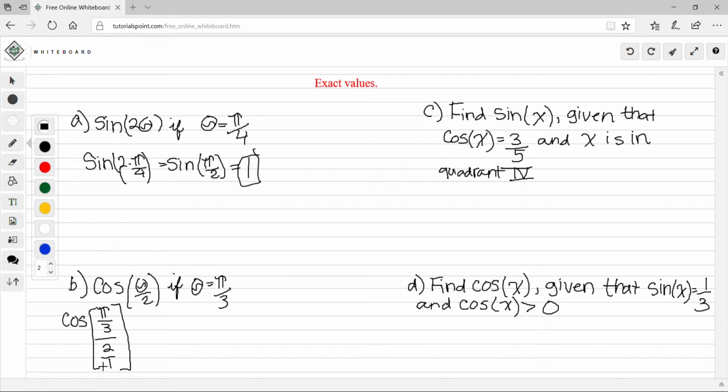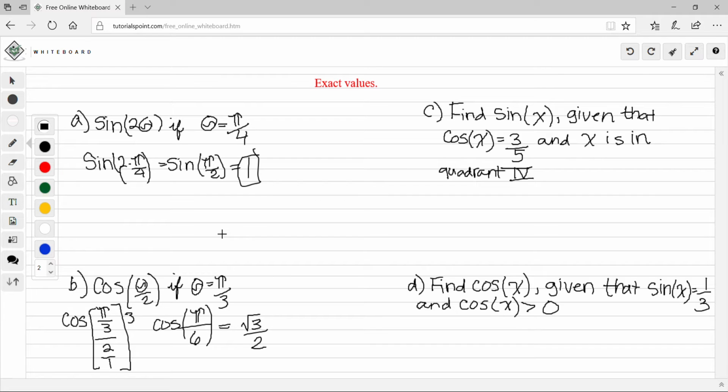So we have a 3 and a 1, so we're going to multiply everything by 3. So you have cosine of pi, right, because the 3 cancels, pi, and then 2 times 3 is 6. So the cosine of pi over 6 is just root 3 over 2.